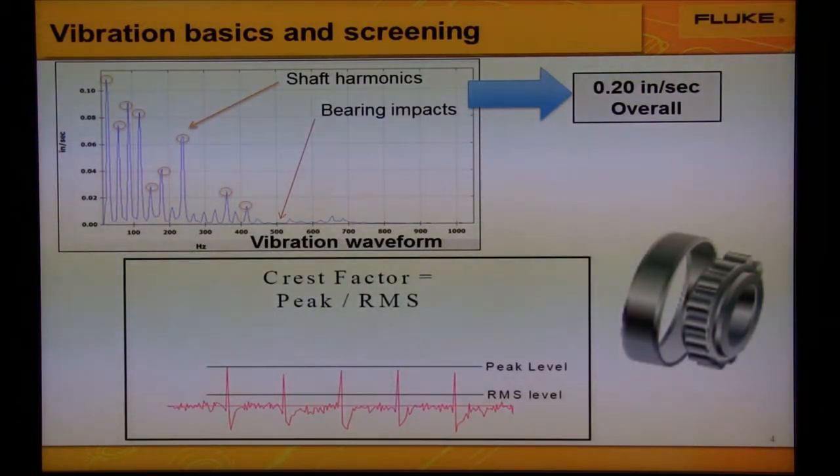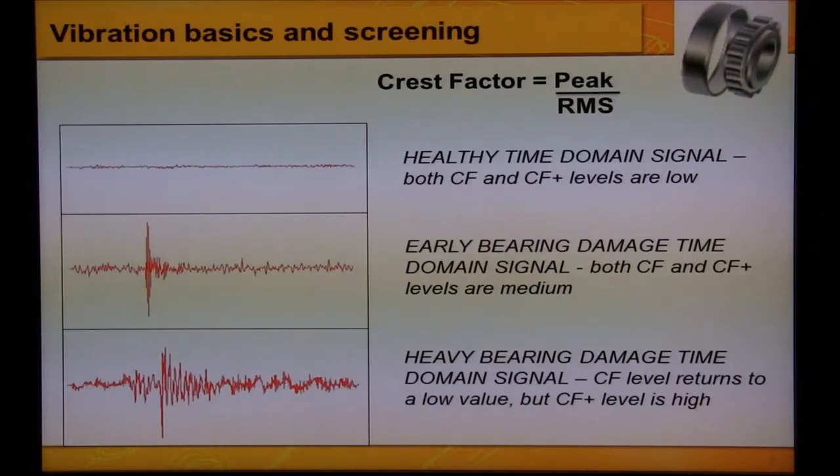In an effort to better identify early signs of bearing damage, some analysts began using crest factor, which is the ratio of peak over RMS of a time domain. RMS is root mean squared. Crest factor is very good for identifying early signs of bearing wear. See how the peaks from the bearing impact stand out from the noise floor in the middle graph.